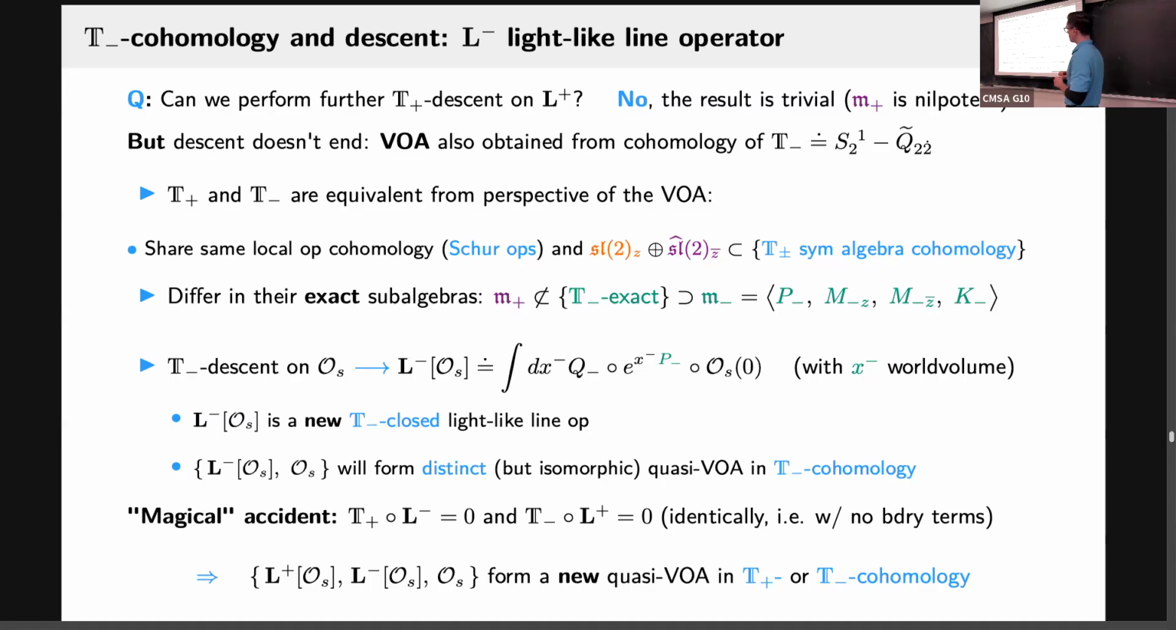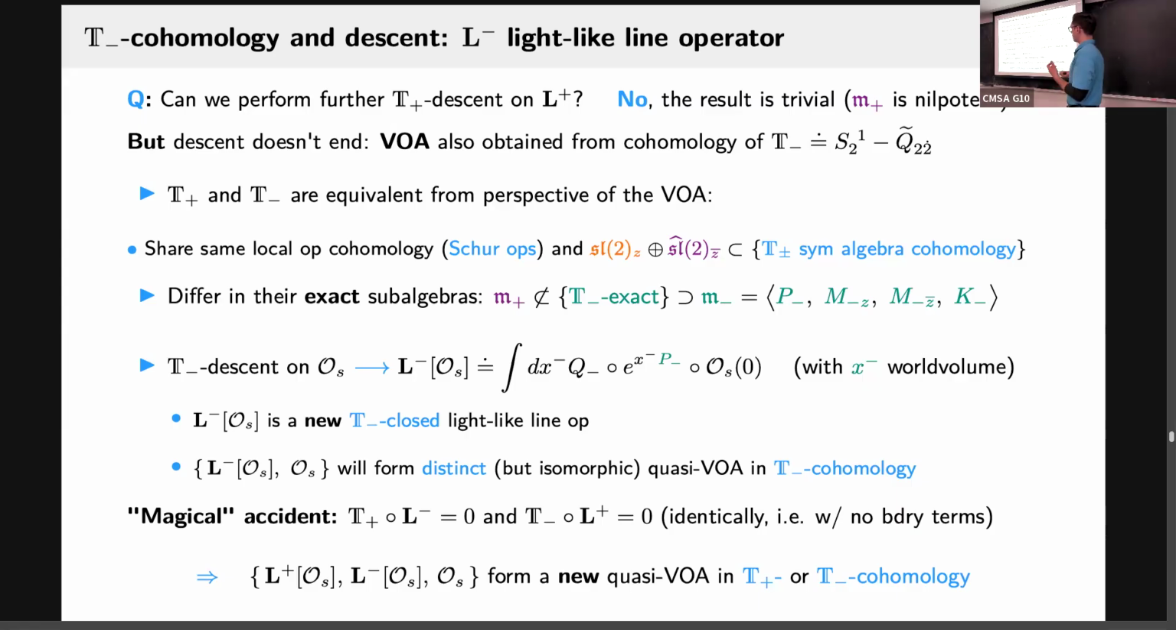But the following magical accident occurs, which is that if I'm working in T plus cohomology, it turns out that L minus is T plus closed. And vice versa, the opposite statement, if I swap pluses for minuses, also holds. And the way in which, say, L minus is T plus closed is you don't have to evaluate any boundary terms. This is just a purely algebraic statement here.